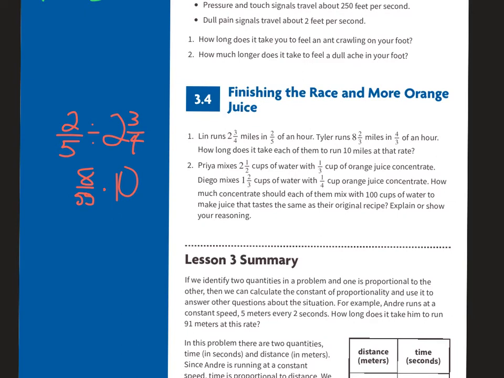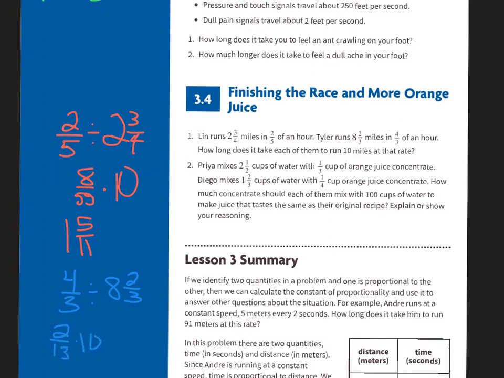8/55 times 10 miles is 1 5/11 of an hour. Okay, and then I do the same thing for Tyler. I'm going to go 4/3 divided by 8 2/3. So using my calculator, if I go 4 ABC3 divided by 8 ABC2 ABC3, I get 2/13. So it takes him 2/13 of an hour.